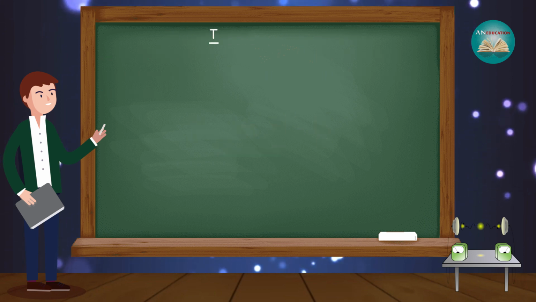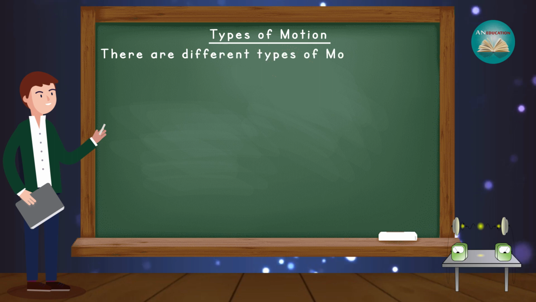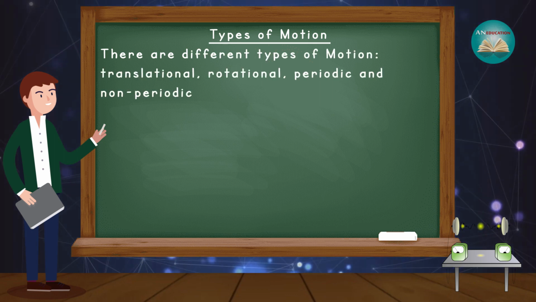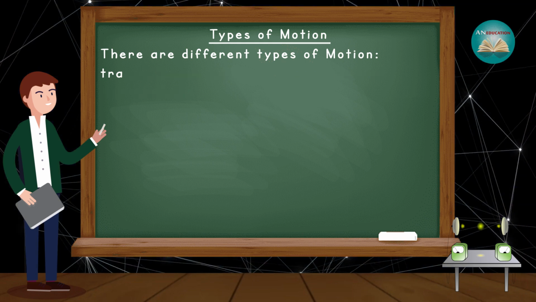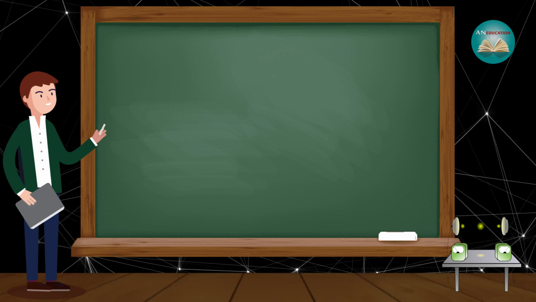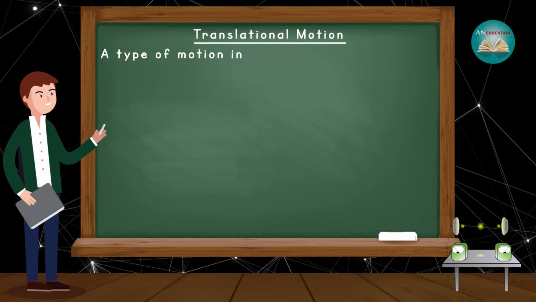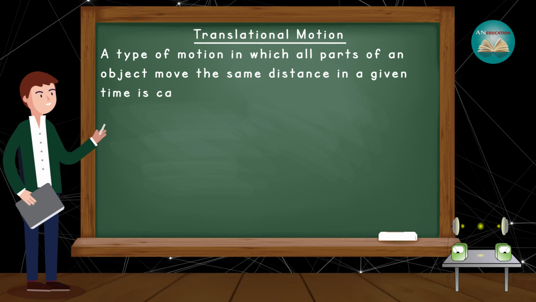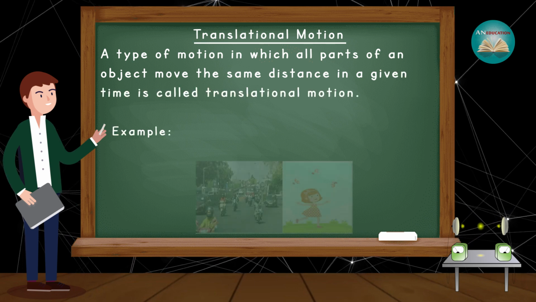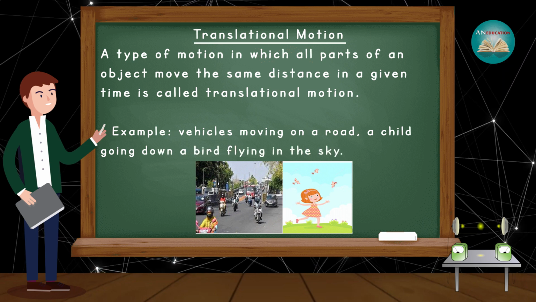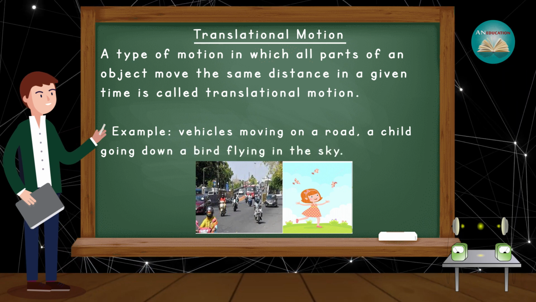After that, let's discuss types of motion. There are different types of motion: translation, rotational, periodic and non-periodic motion. After that, let's discuss them one by one in detail. First is translation motion, a type of motion in which all parts of an object move the same distance in a given time. Examples of translation motion are a vehicle moving on a road, a child going down a slide, a bird flying in the sky.